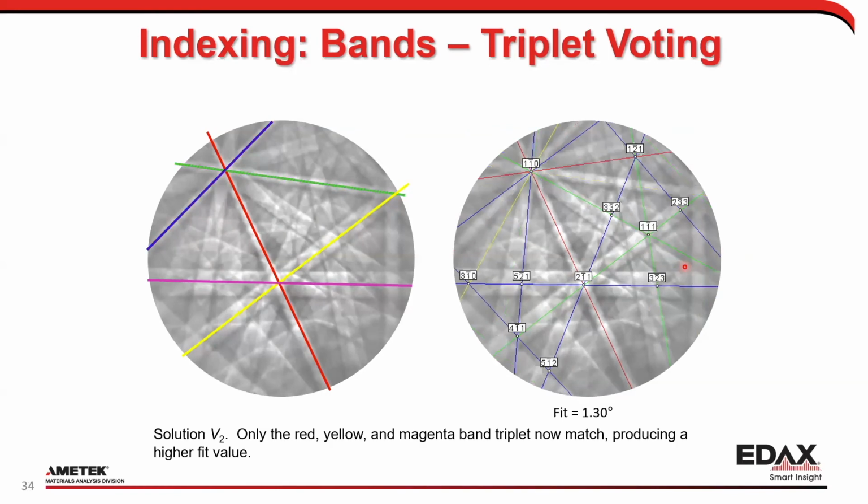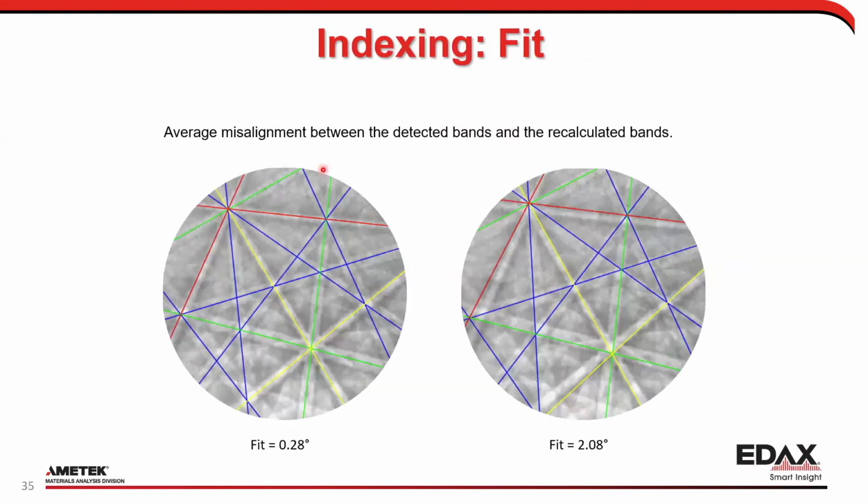Again, here is solution 2. You can see it's cross-cutting across here. This band is missing. This is a bad solution. The fit goes up. And again, the fit is this average misalignment between the detected bands and the recalculated bands.